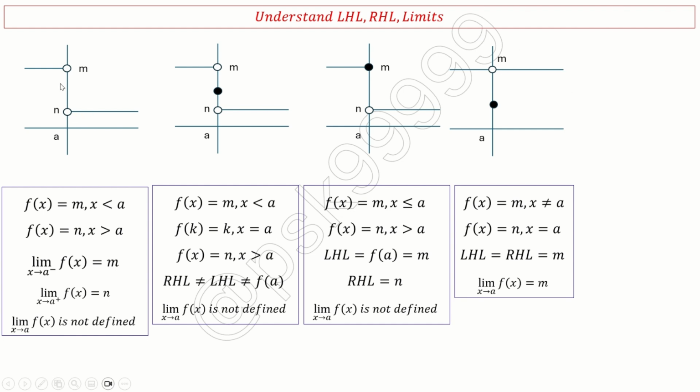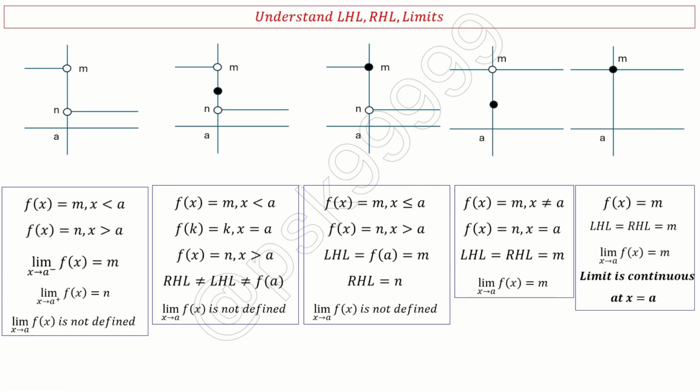If they are different, obviously we will say they are not merging, so the limit is not defined. If any two of them are different, the limit is not merging. But here both sides are merging, but the function is actually defined at a different location. Correct? Still we say the limit exists. The limit as x tends to a of f of x is m, not n. Even though the function value f of a is actually n, we say the limit value is m. This is the most important thing to understand.